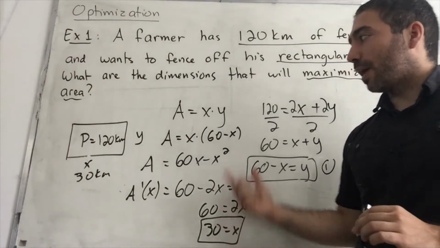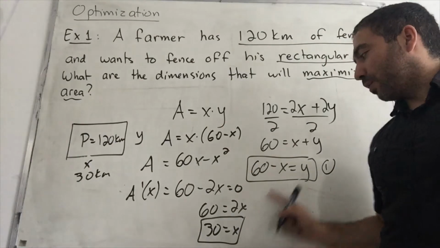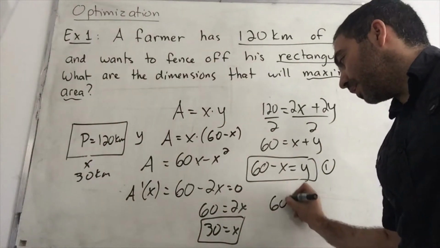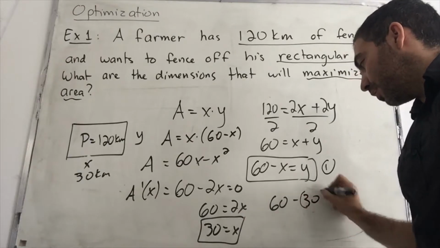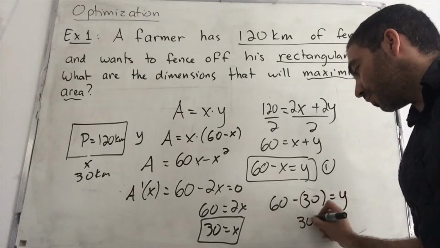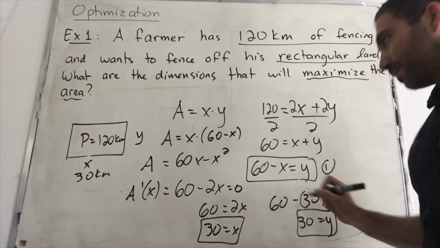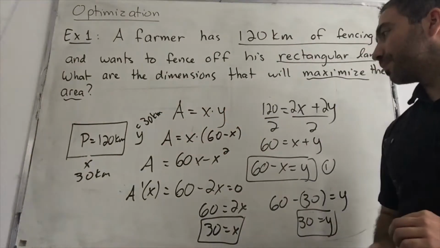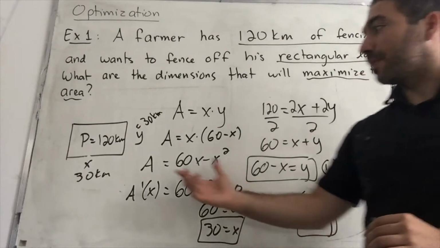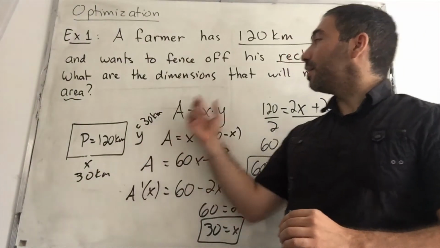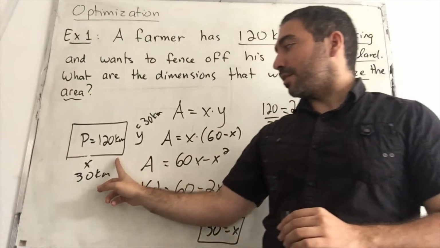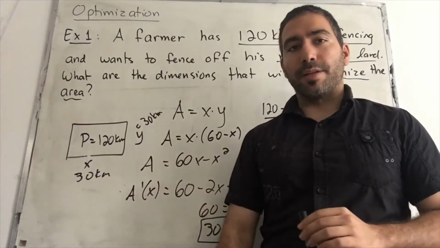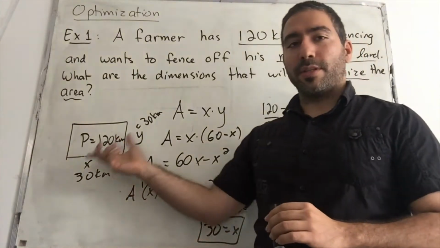Okay, and what's the y going to be? Well, we know y is equal to 60 minus x, so we just substitute it back in. We get 60 minus 30 is equal to y, so y is also 30. And there we have it. The dimensions that are going to maximize the area is if the base is 30 and let's say the height is 30. So essentially what we have is a square.